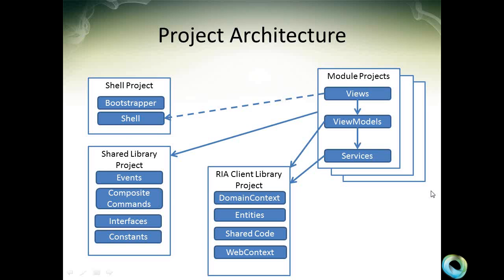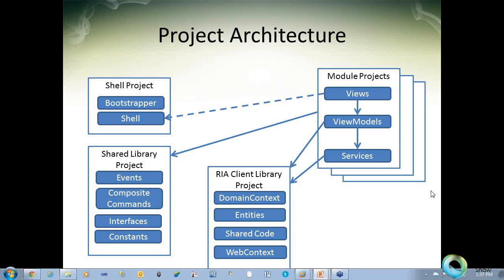So, first sticking purely to the Prism side, over on the left I show a shared library project that I talked about. That's typically where you'll define these artifacts like events, event classes, composite command instances, interfaces, and constants that are shared across all the modules. So I have an arrow there representing a dependency that all of the modules will typically depend on that shared library.